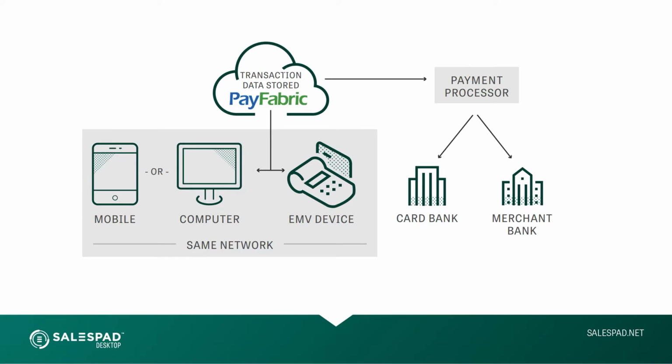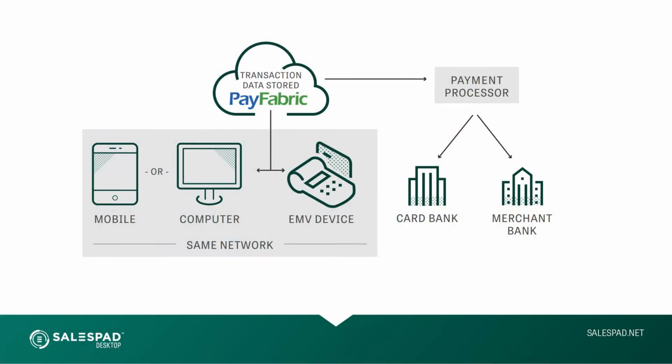So if we take a look, we've got a graphical diagram here of how SalesPad Desktop and mobile interact with PayFabric, in this case for a card-present transaction on an EMV device. The biggest point to note is that both your mobile device and or your desktop computer, whatever you're running SalesPad Desktop on, have to be on the same network as your EMV device. They have to be able to see and communicate with each other. And the reason for that is how PayFabric interacts with that device.